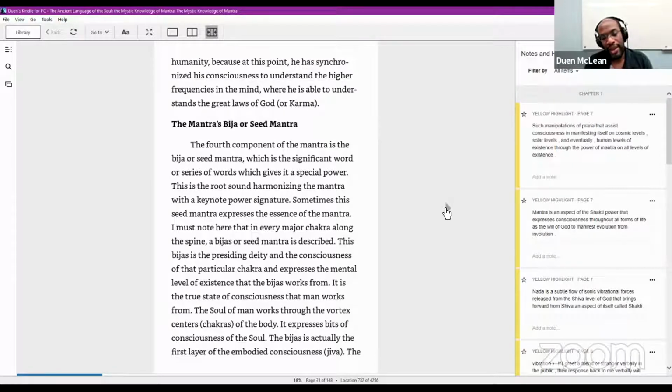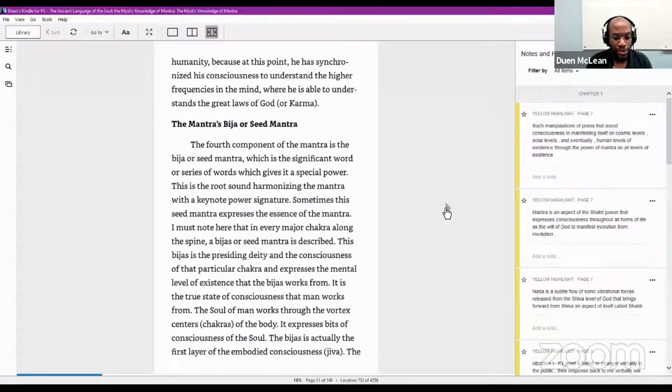I must note here that in every major chakra along the spine, a bija or seed mantra is described. This bija is the presiding deity and the consciousness of that particular chakra and expresses the mental levels of existence that the bija works from. It is the true state of consciousness that man works from.